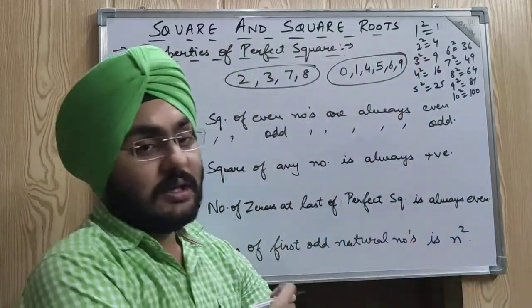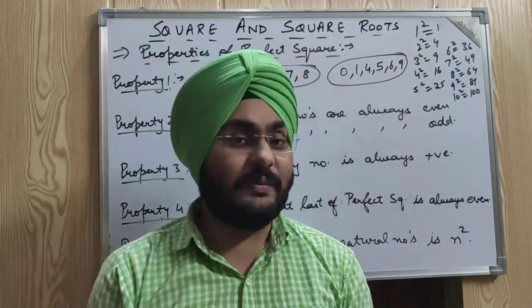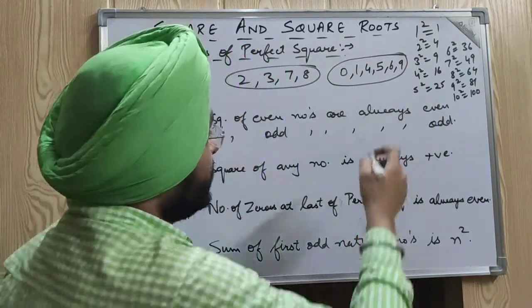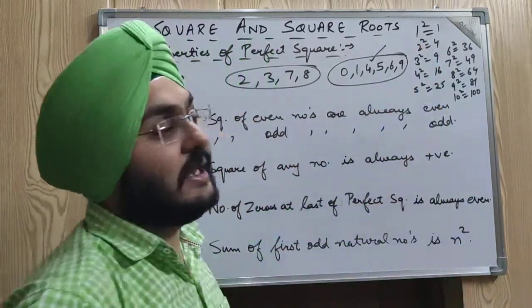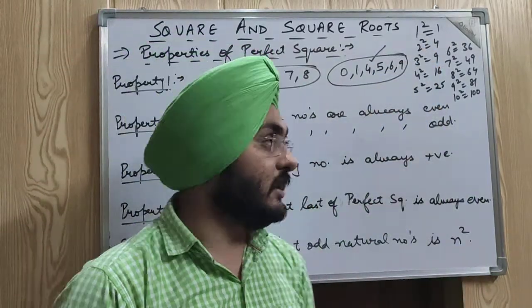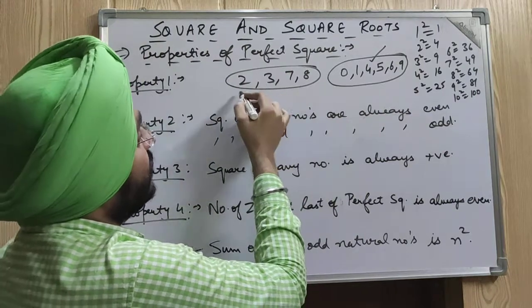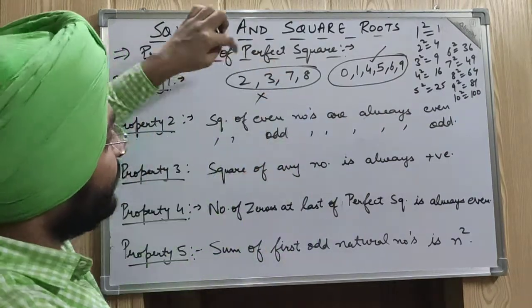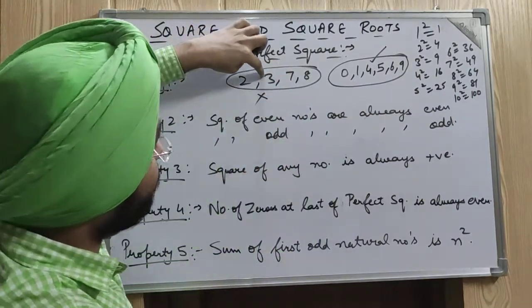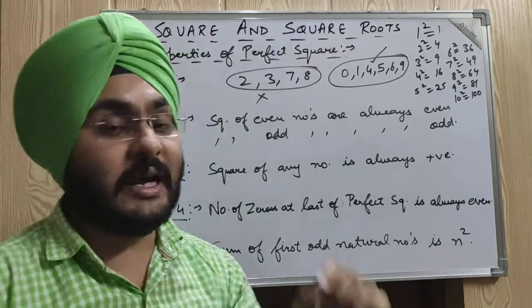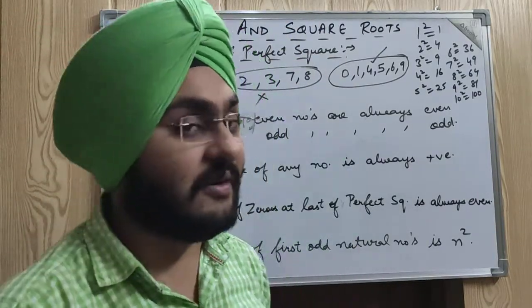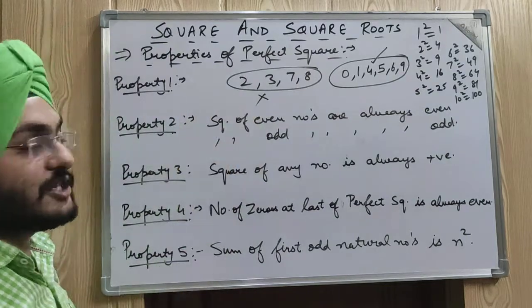It means when we have a perfect square, only these digits will lie at the unit place of that number. So I can simply say, if a number with unit place as 2, 3, 7 or 8 comes, it will always be an imperfect square. So this is our first property.